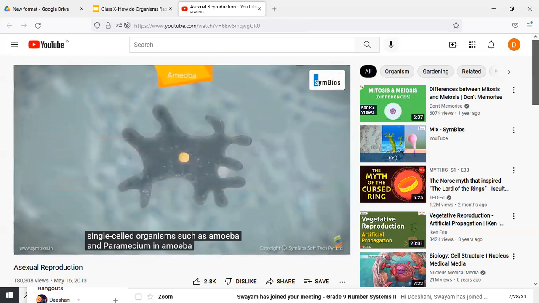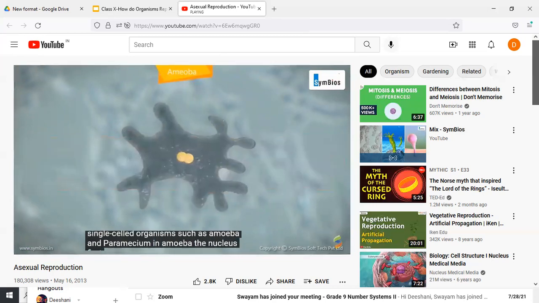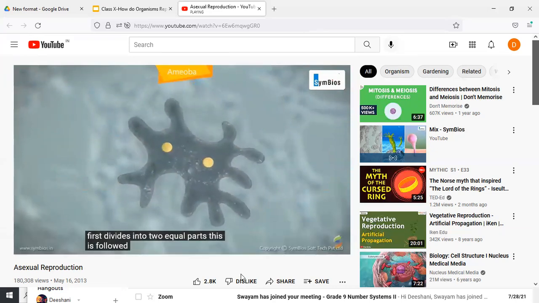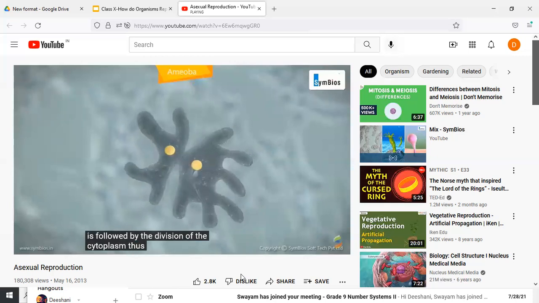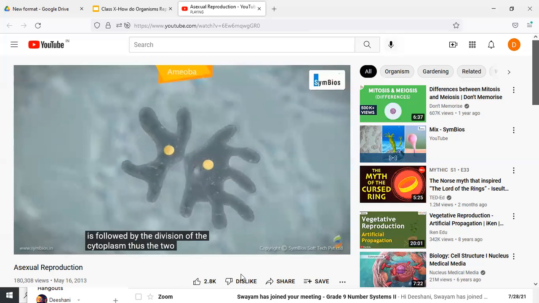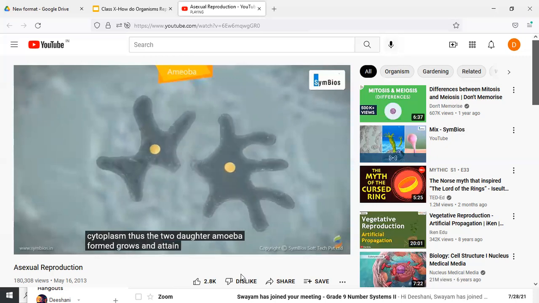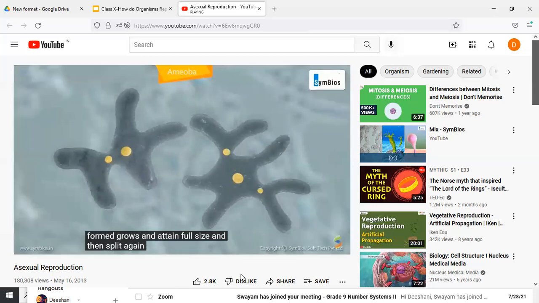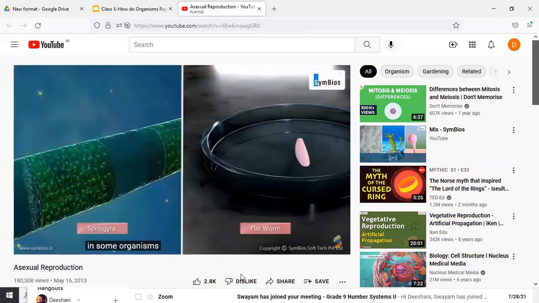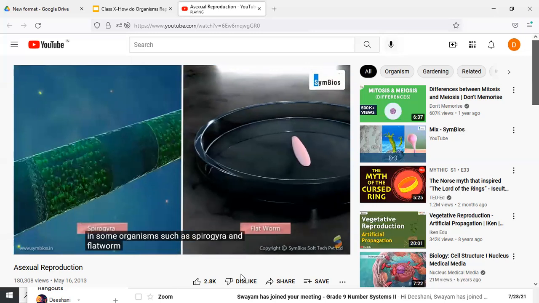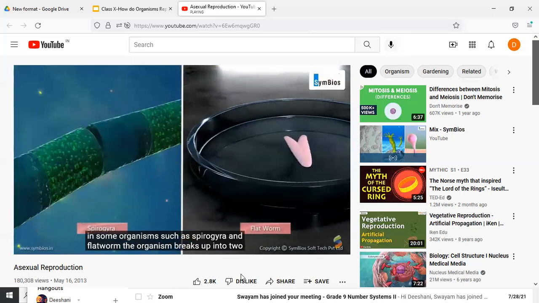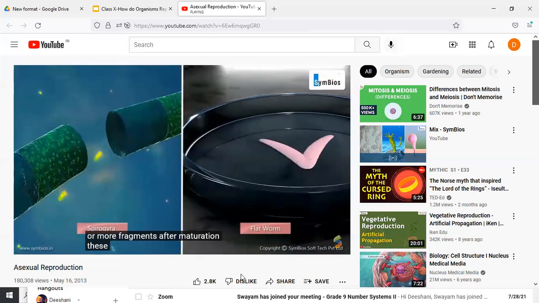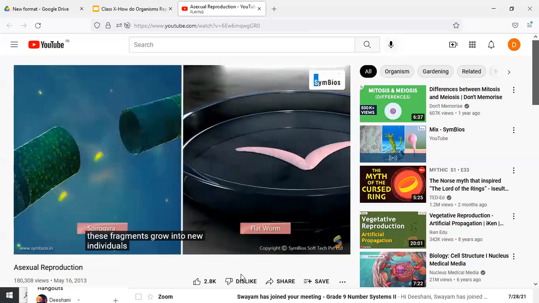In amoeba, the nucleus first divides into two equal parts. This is followed by the division of the cytoplasm. Thus, the two daughter amoeba formed grow and attain full size and then split again. In some organisms, such as Spirogyra and flatworm, the organism breaks up into two or more fragments after maturation. These fragments grow into new individuals.